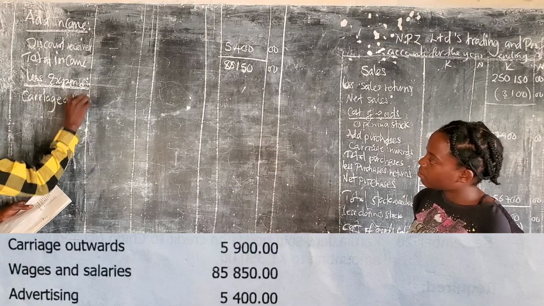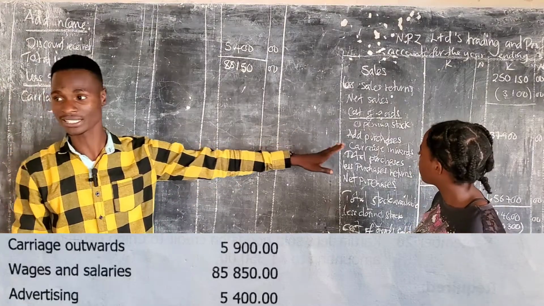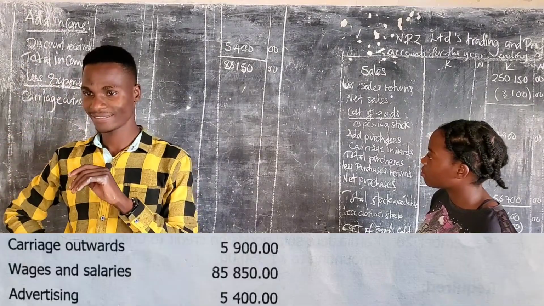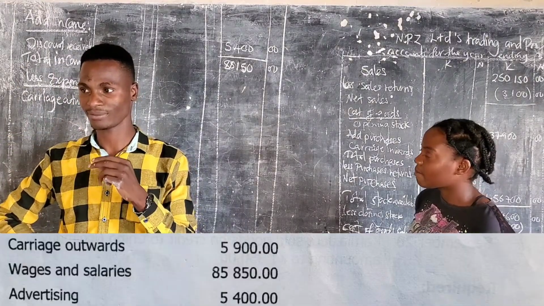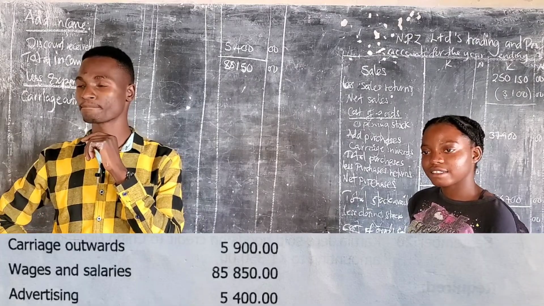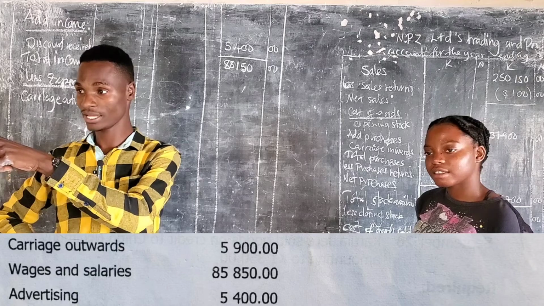Who knows the difference between carriage outwards and inwards? Inward is added to the purchases. But why is carriage outward an expense? Yes, Frederick. Because you are paying for the goods that are being delivered. You are paying for the transport, eh?